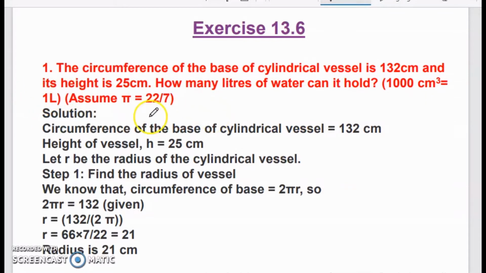How many liters of water can it hold? That means capacity, volume you have to find out. So circumference of the base is given here, radius is not given. Formula is pi r square h. In that you need radius and the height. So first you need to find the radius of the cylindrical vessel using the circumference that is given to you. So circumference is 2 pi r, which is given equal to 132. So you will equate 2 pi r to 132 and find the value of r. So when you evaluate this, r will come as 21 centimeter.